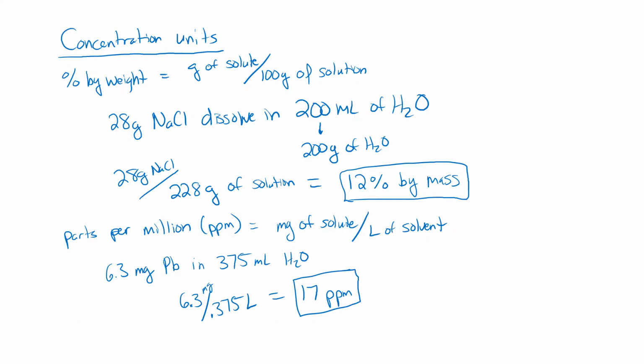Okay, onward. We've got parts per million, and we've got percent by weight. Both of these deal with the mass of the solute. So we have grams of solute and milligrams of solute here. And then we're getting some kind of volume, whether it's liters or the mass of the solution. The other thing that we can measure, instead of the mass of the solute, is moles of the solute. So there are two ways that we can do that.